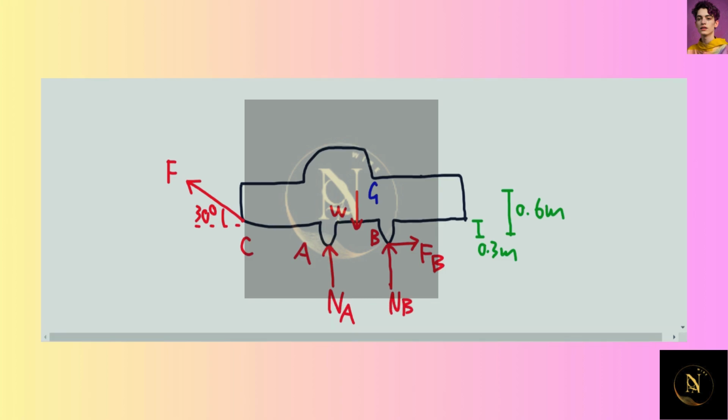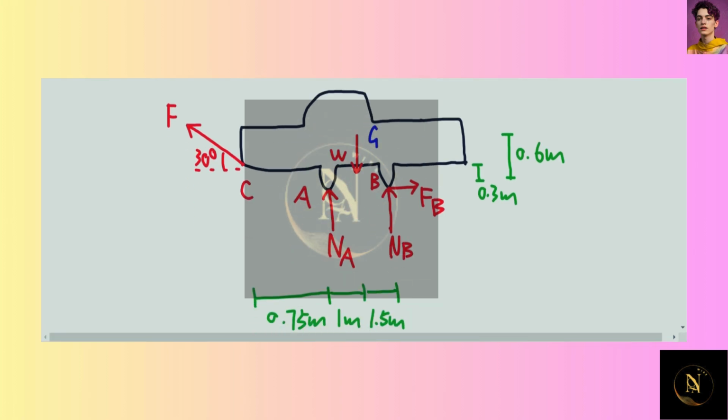Okay, so this is the free body diagram for the car. Since the front wheels are free to roll, there's no static friction at point A. So let's apply the force equilibrium for this question.